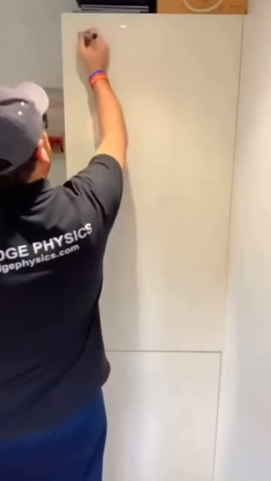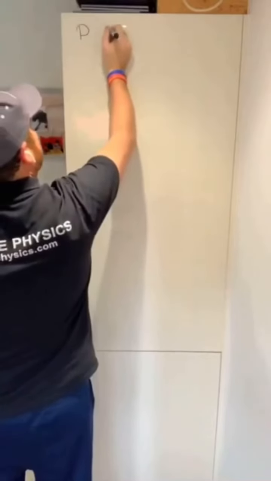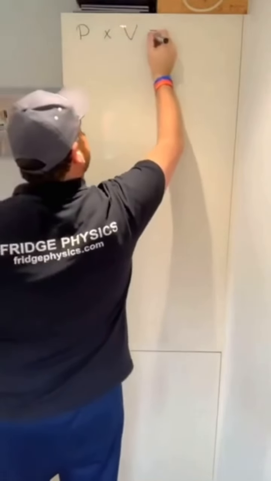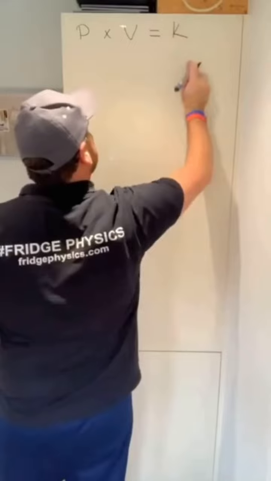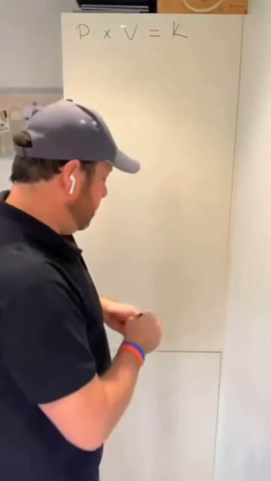Okay, so there is an equation for this, and here it is. It's P, which stands for pressure, times by V, which is volume, equals K, which is a constant. And a constant is the number if you times the pressure times by the volume. So let's do a quick calculation.